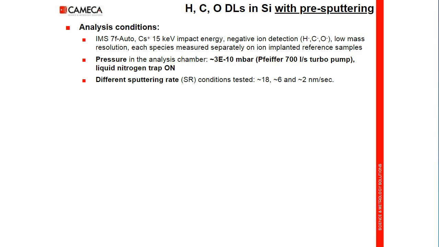Note that the analysis chamber of the 7F Auto is equipped with a Pfeiffer turbo pump with 700 liters per second pumping speed. Different sputtering rate conditions were tested, around 18, 6, and 2 nanometer per second, that we will call high, medium, and low sputter rate.